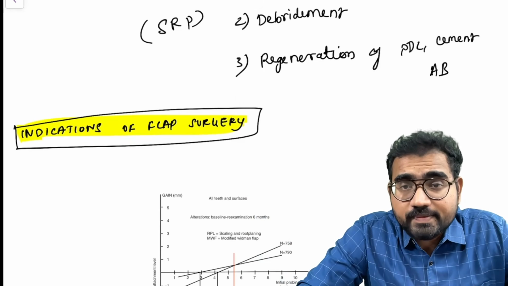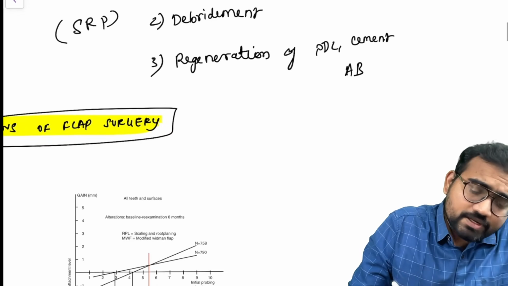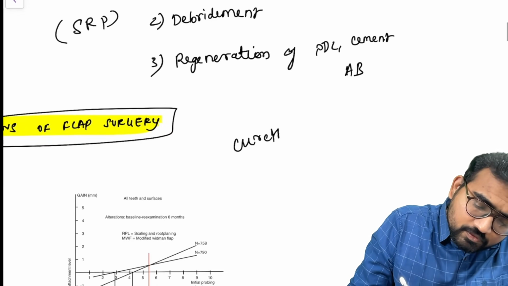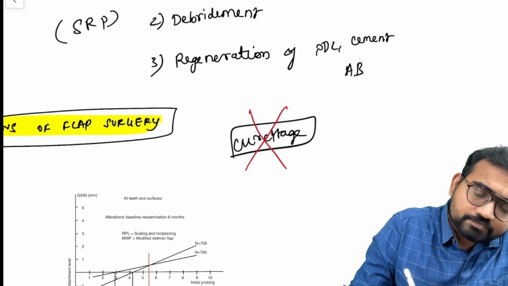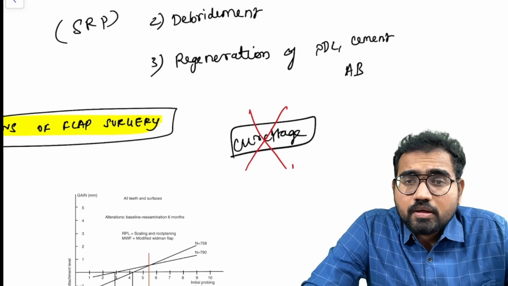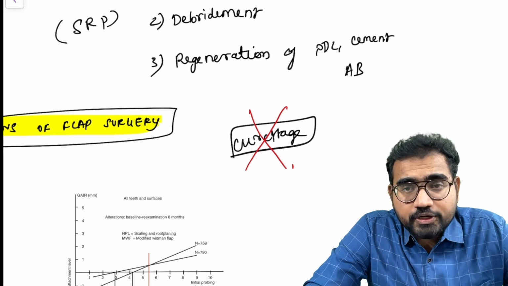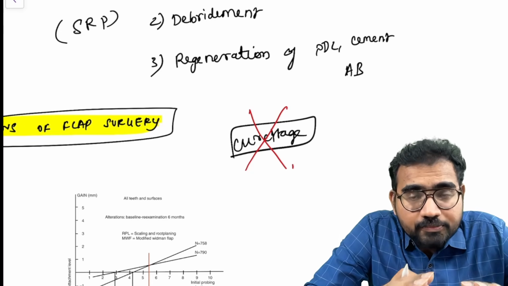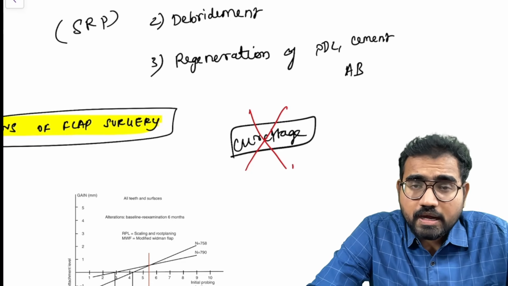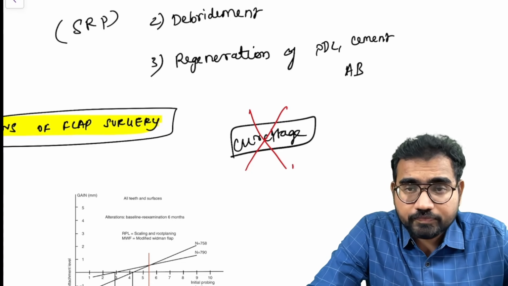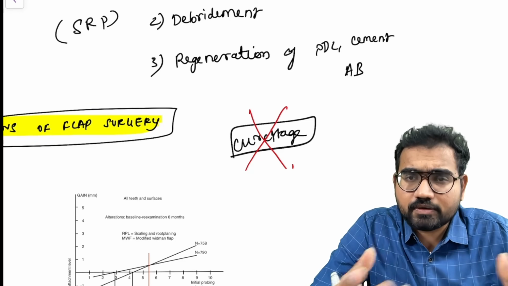Okay, so previously scaling and root planing was called curettage. Now the term curettage has been removed, because curettage means I'm removing only the soft tissue wall of the pocket. I'm not going to remove the local factors. The local factors are nothing but plaque and calculus.